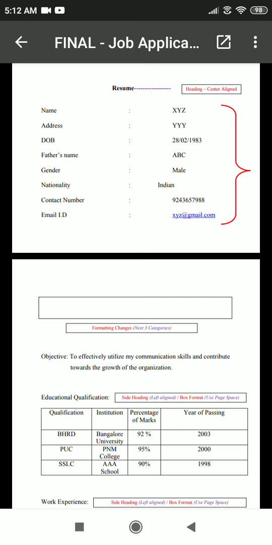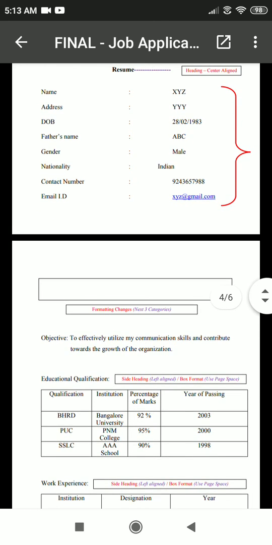Most of the time students write the name directly, but just try mentioning "Name" first. After that, write your name, so and so XYZ. Then write the address. I'm specifically saying this because most of the students make this mistake continuously, and that's the reason I'm repeating it. Address, and after writing address, write your address.